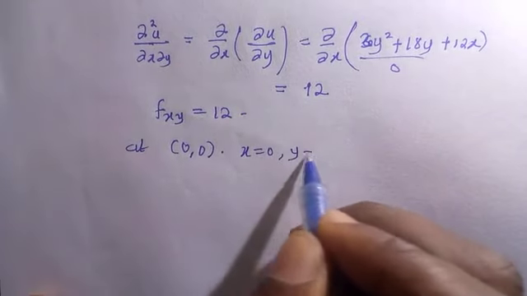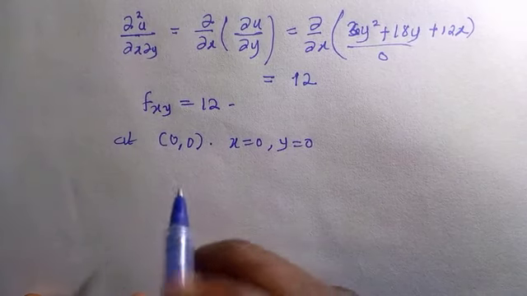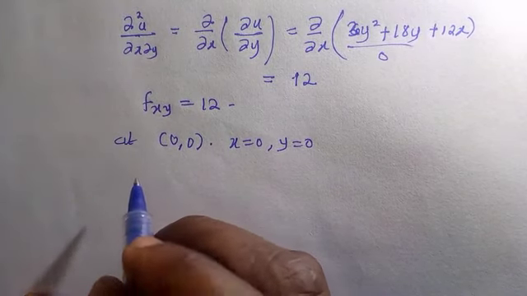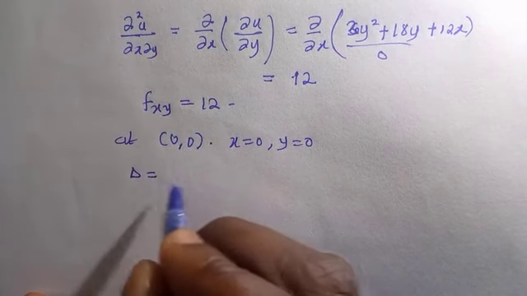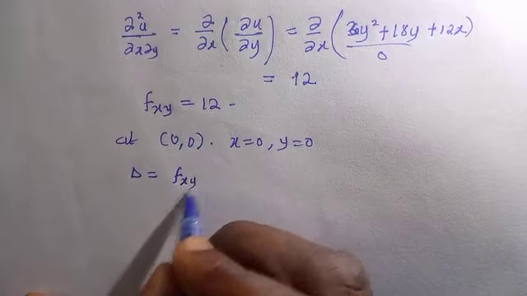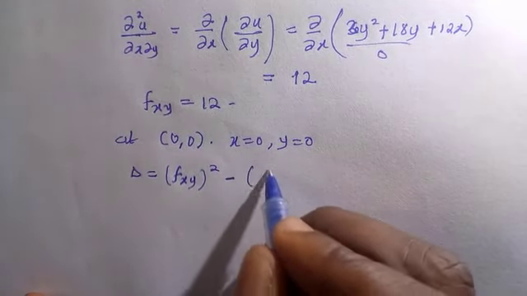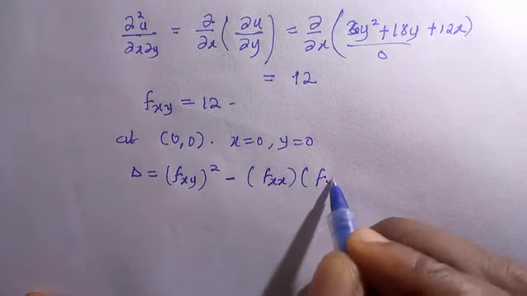So we know x is 0 here and y equals 0. And we have the change, which is delta, so we are going to substitute into the given formula. Delta equals fxy raised to power 2 minus fxx multiplying fyy.